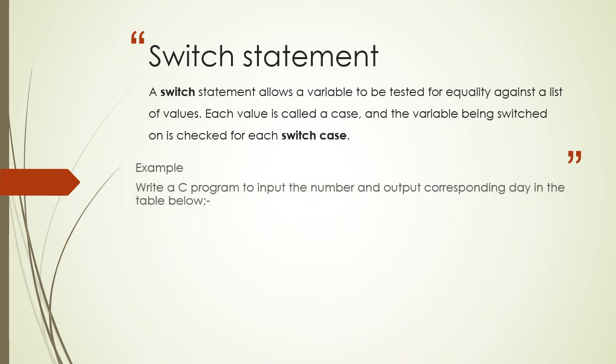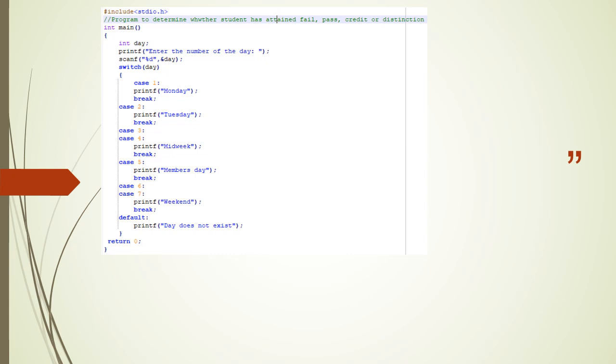So we can check an example. Create a C program to input a number and output the corresponding day in the table below, whereby when you enter 1, the program will output Monday, 2 Tuesday, 3 and 4 midweek, 5 members day and 6 and 7 weekend. Now, here's the program, still declared variable day.